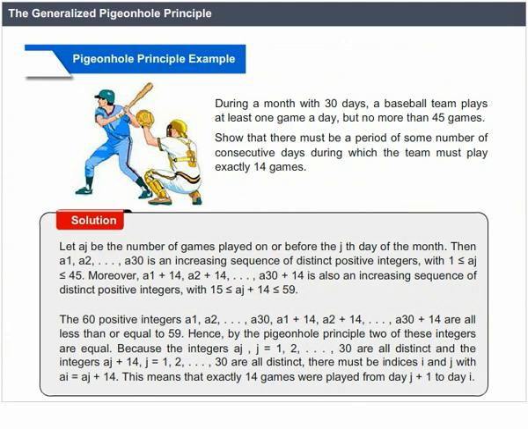The 60 positive integers a1, a2, ..., a30, a1 + 14, a2 + 14, ..., a30 + 14 are all less than or equal to 59. Hence, by the pigeonhole principle, 2 of these integers are equal, because the integers aj, j = 1, 2, 3, ..., 30 are all distinct, and the integers aj + 14, j = 1, 2, 3, ..., 30 are all distinct. There must be indices i and j with ai = aj + 14. This means that exactly 14 games were played from day j + 1 to day i.